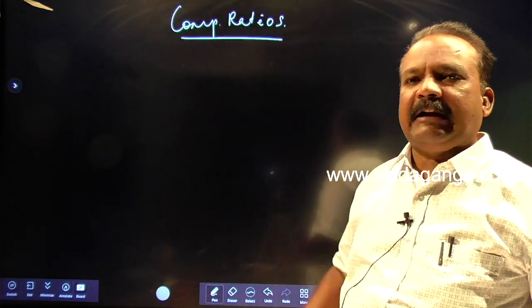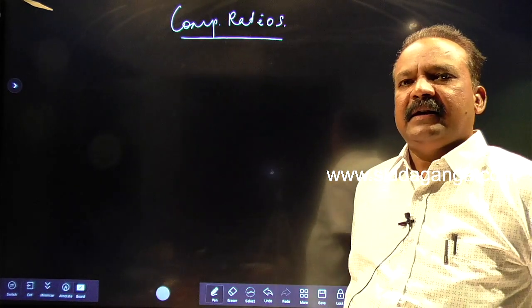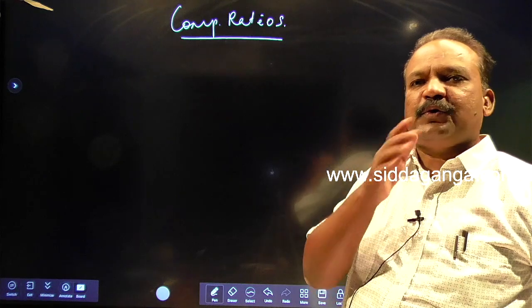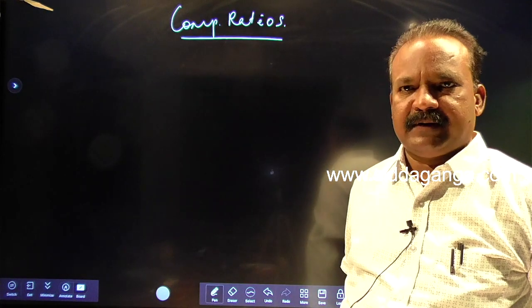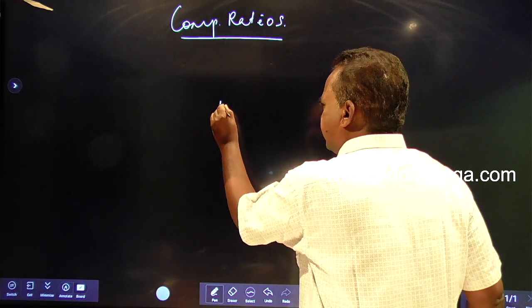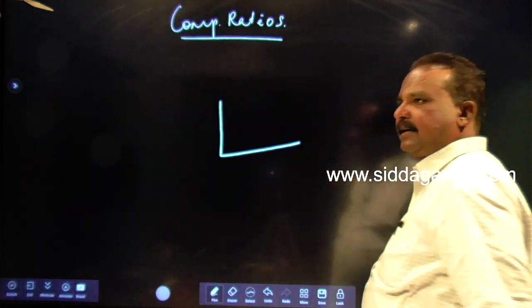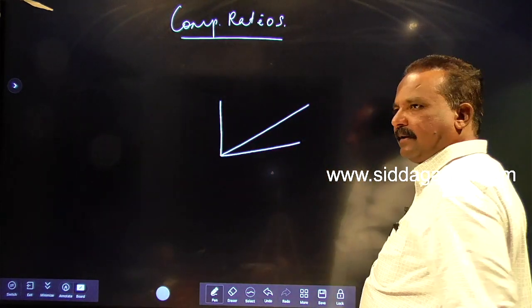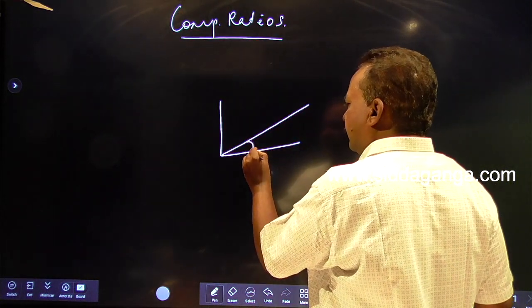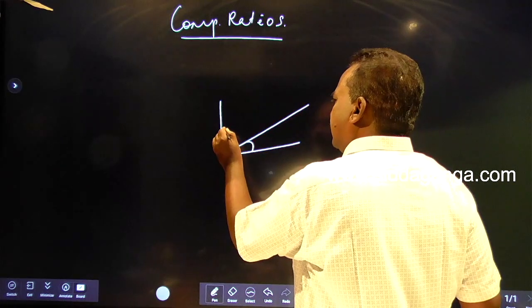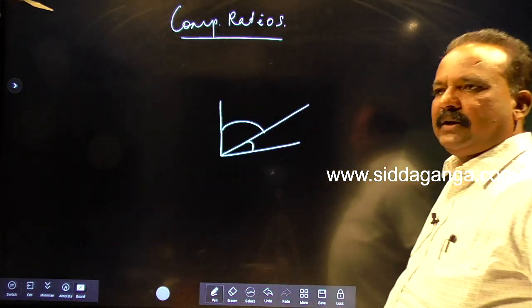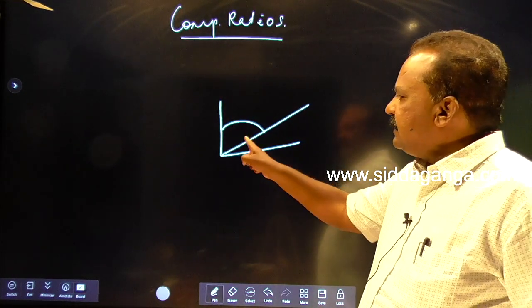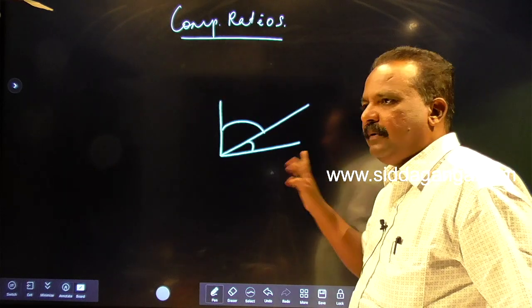So you know complementary angles. What are complementary angles? If the sum of any two angles is equal to 90 degree, then those two angles are called complementary angles. In the geometry, suppose this is a right angle. So if you draw a line which will subtend some angle and another angle, it need not bisect. These two angles together form right angle.